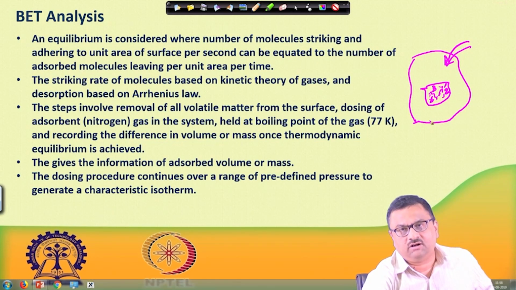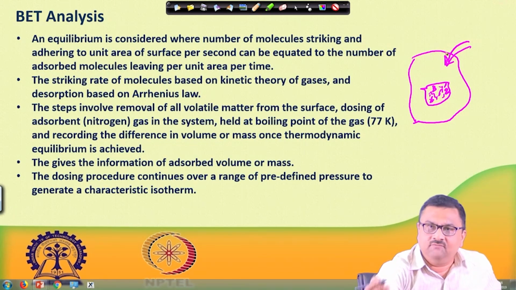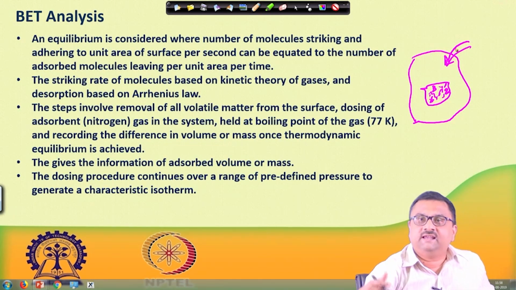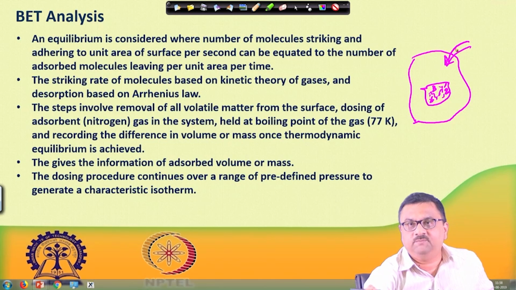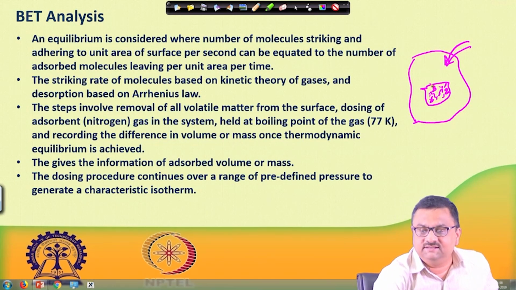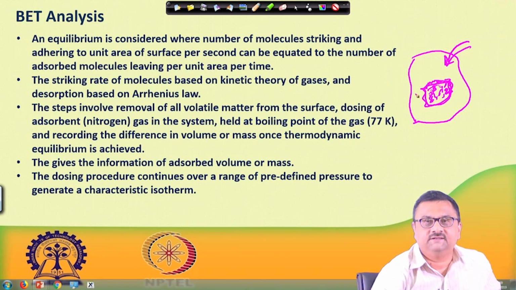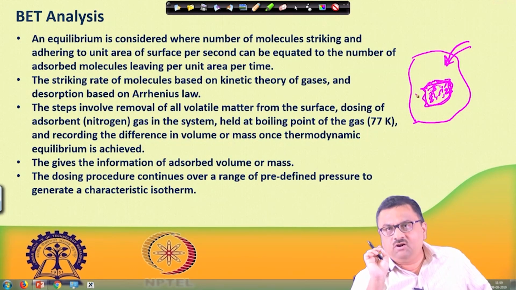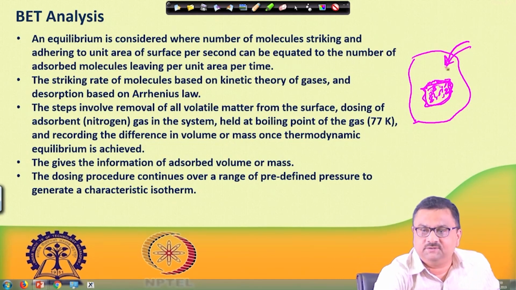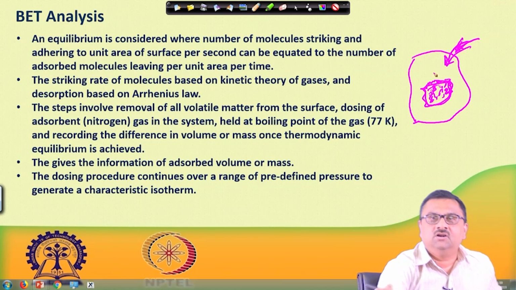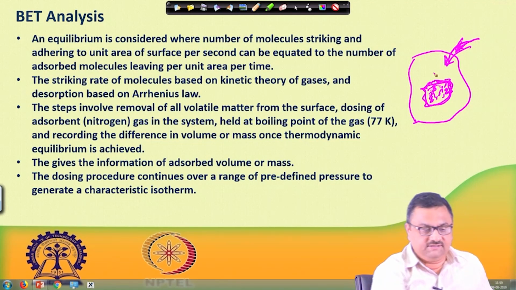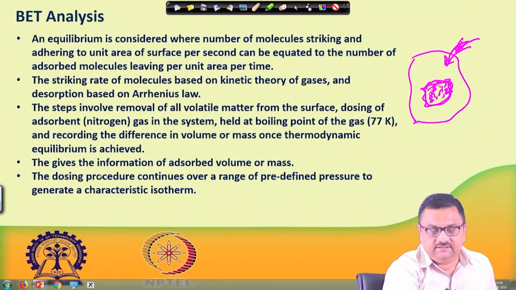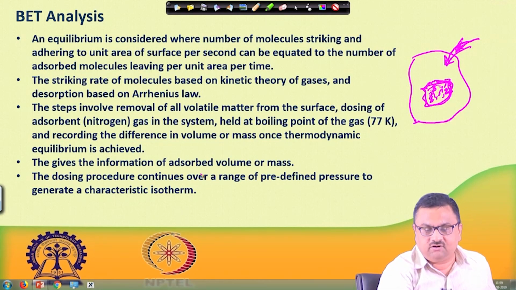We have already talked about it, Kelvin equation, etc. And when the pressure reaches the saturation vapor pressure, when P by P naught becomes 1, then we will see nitrogen forms liquid everywhere on the surface. So, that's the idea. We are not going to that level of P by P naught, but only very small values of P by P naught. As we change the pressure, we note how much mass or volume of nitrogen goes into the system. So, that is what we note. This gives the information of adsorbed volume or mass.